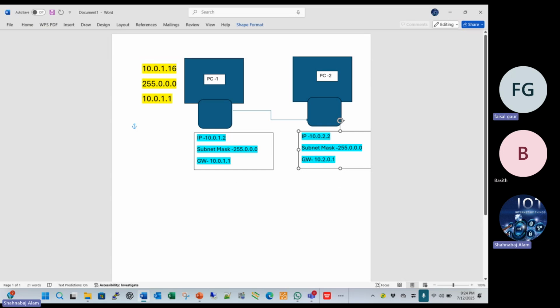Bro, the gateway is different. Should we change the gateway here? The gateway for the first is not the second, as per the IP you mentioned. Bro, can you explain again about the gateway? I am confused about how to write a gateway by looking at the IP.